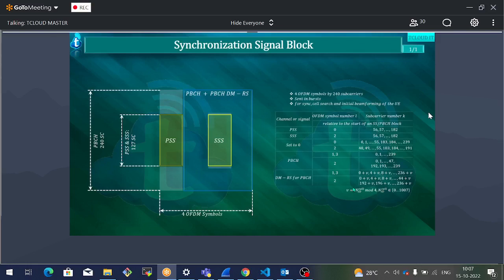The values for this N cell ID range from 0 to 1007. For every cell, the operator is going to configure a different N cell ID. But the operator also makes sure that none of the adjacent cells will have the same scrambling code or same N cell ID. They will try to have different N cell IDs, at least for the adjacent cells, in order to create some kind of virtual difference. Especially this scrambling code or N cell ID is used in a lot of operations, which we'll see in our coming up slides. We'll identify that.